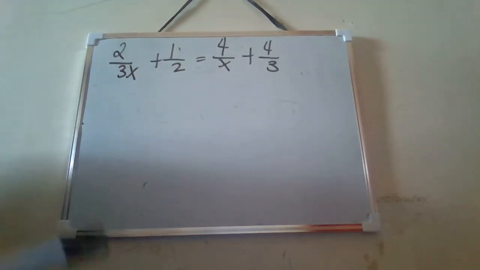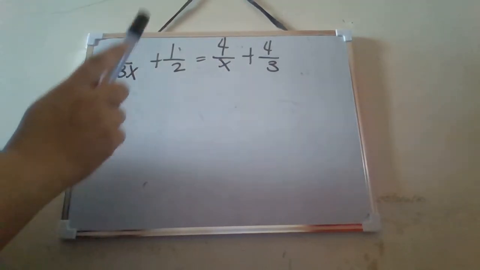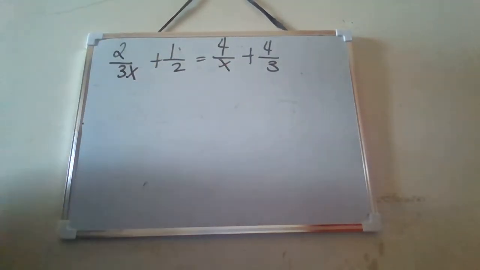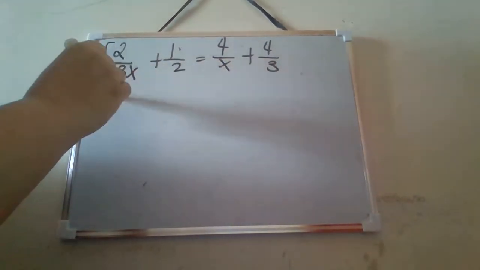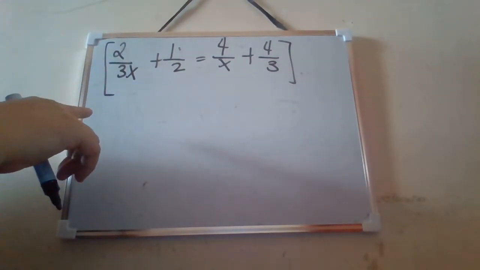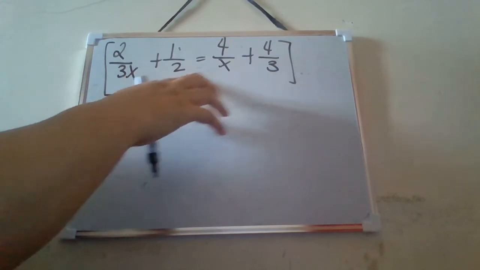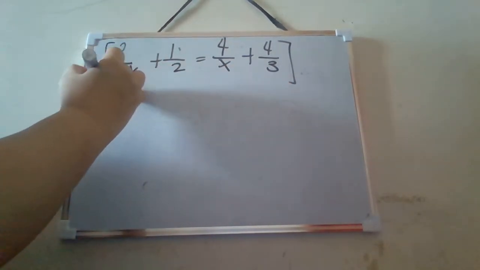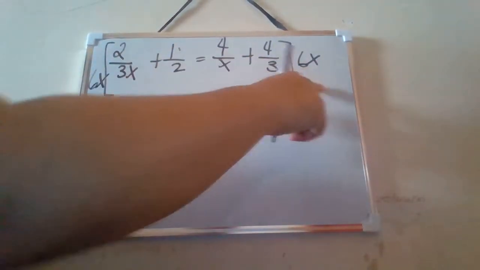So the first thing that you need to do is again to eliminate these denominators. So you have 3x, you have 2, you have x, you have 3. So you think of a number or the least common denominator to eliminate this, alright? So what we need to do is, okay, so let's put a bracket there. And then the common denominator is 6x. Okay, let's write it on both sides.